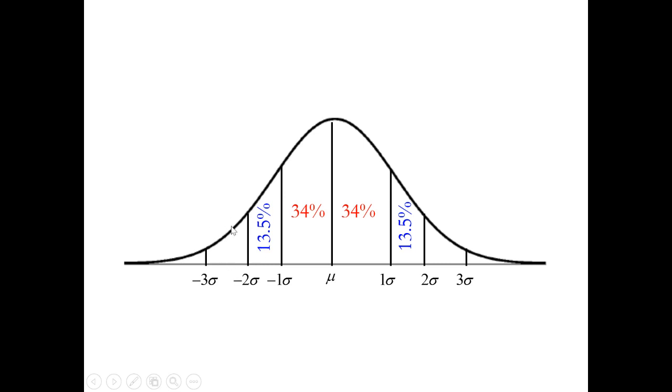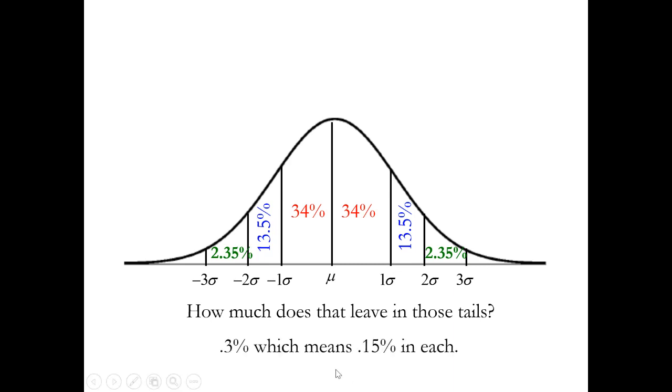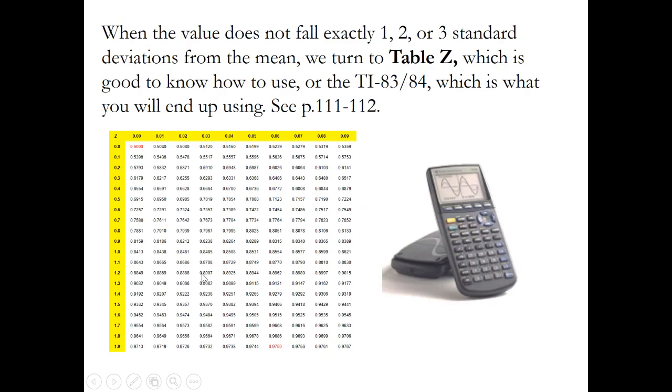That's also how I found my next column, which is 2.35% on each side. And don't forget, this is percentages. If these were decimals, I'd have to move the decimal place twice to the left. Finally, I've got that little bit left over in the tails. We said 99.7% is all of this combined. So I've got 0.3% cut in half. I have 0.15 in each tail.